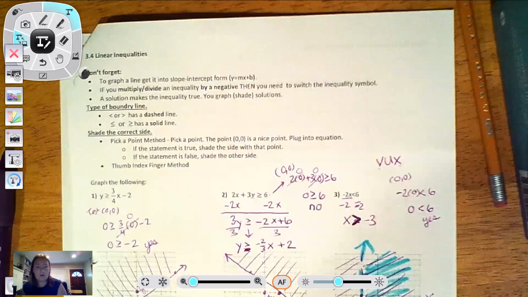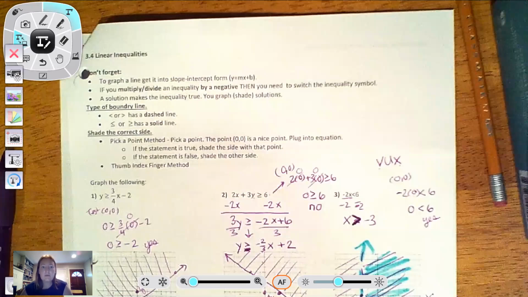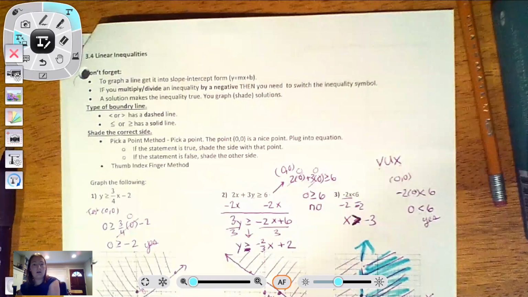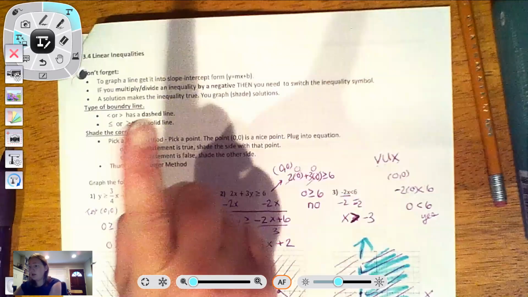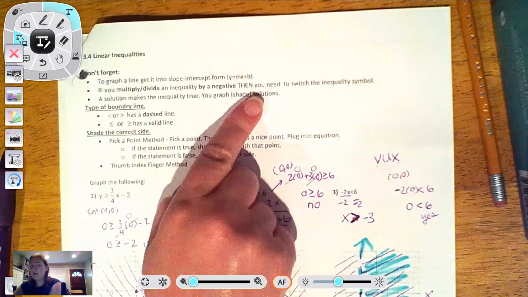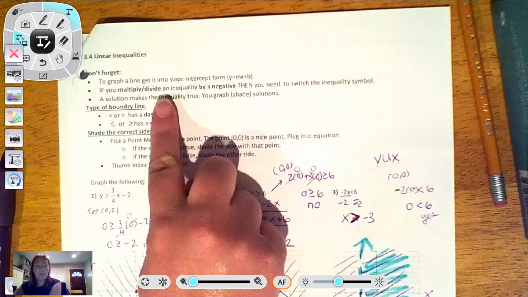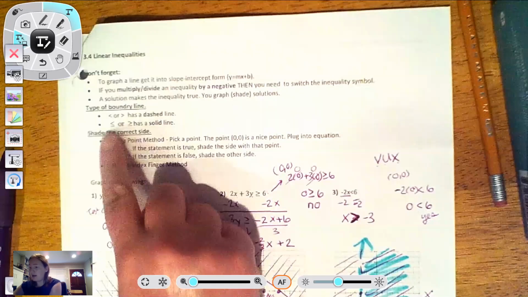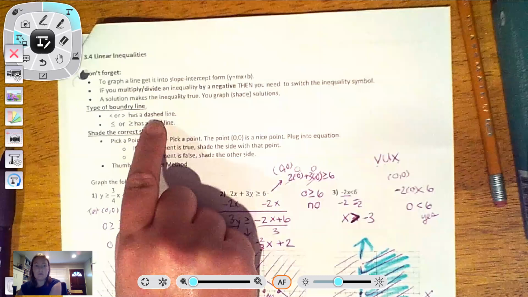And here are some directions, if that helps. I think I may have put some directions similar to this on Canvas as well, but if you want to take a screenshot or refer to it later, I'll have it here. Basically, get it into y equals mx plus b. If you multiply or divide by a negative, switch your inequality symbol. Shade the side that makes statements true. Solid line for the equals ones and a dash line if it's not equal to.